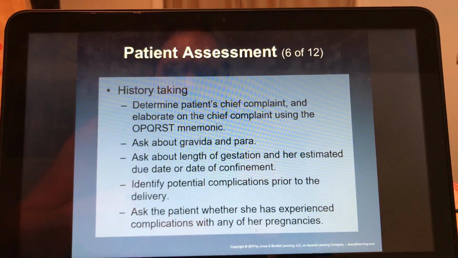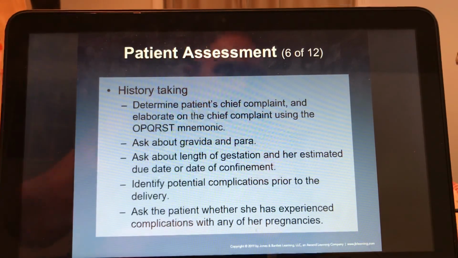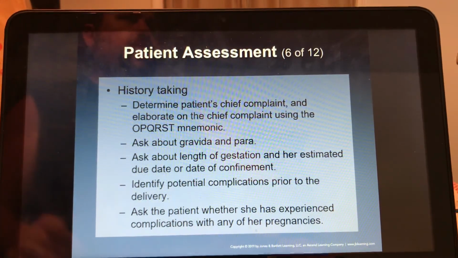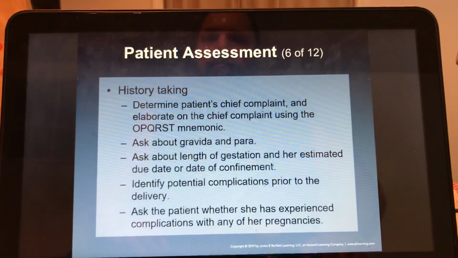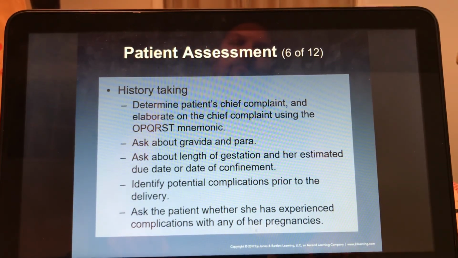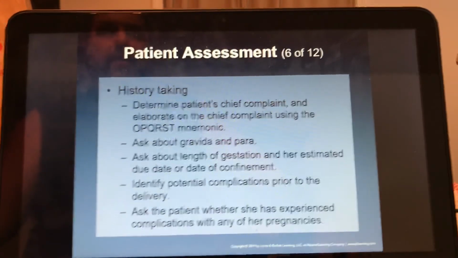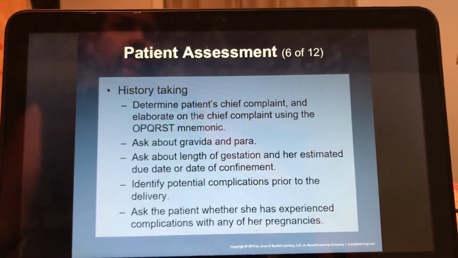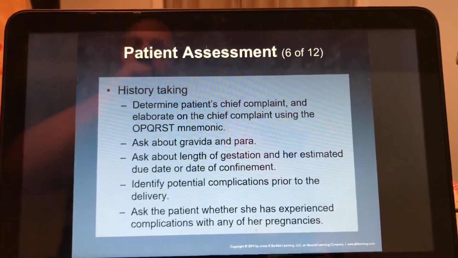So you want to ask about gravida para. How many times have you been pregnant? How many times have you had a good outcome, good delivery? You want to know how long mom has been pregnant now, this time. How many weeks pregnant are you? And pray to God it's 40 if she's having a baby. If she's ever had complications before in any of her previous pregnancies. That's something you may want to know because it might be something that's going to be doomed to repeat itself.